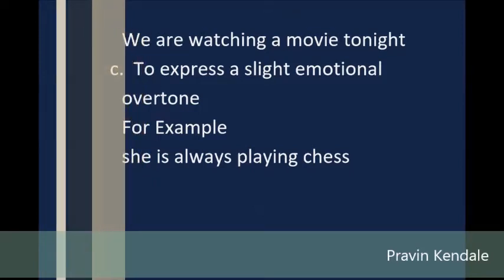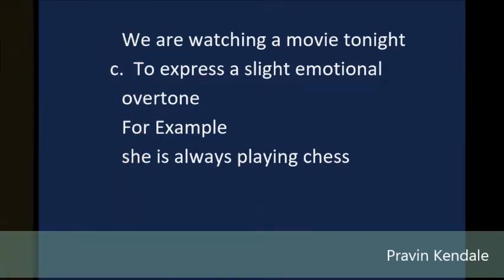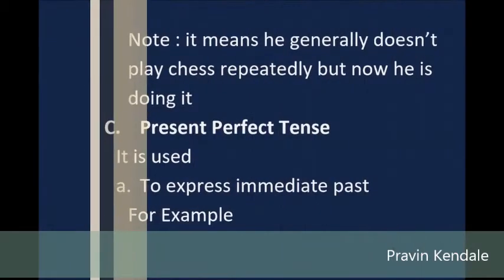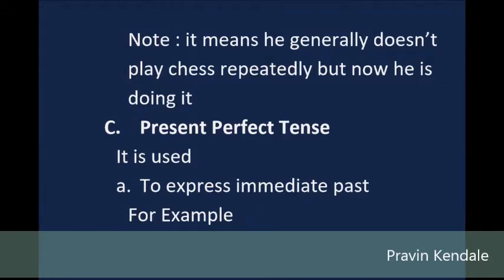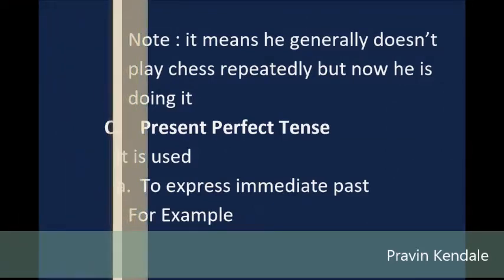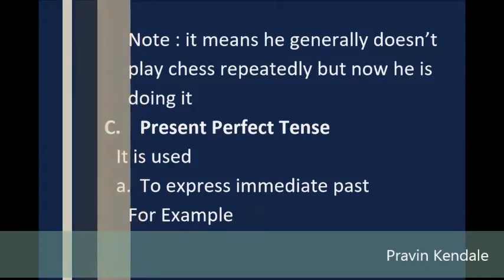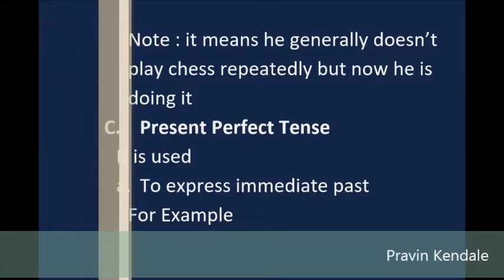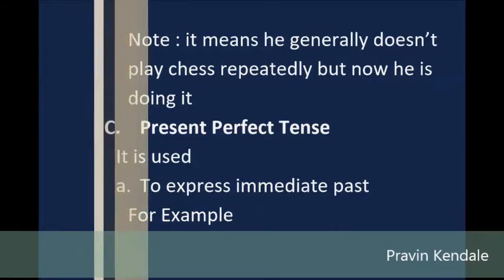For example, what are you doing on Wednesday? We are watching a movie tonight. C. To express a slight emotional overtone. For example, she is always playing chess. Note, it means she generally doesn't play chess repeatedly, but now she is doing it.